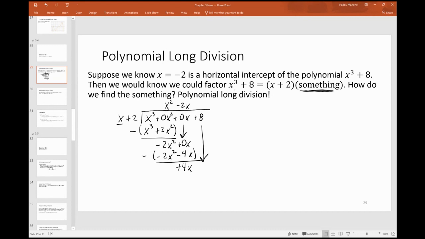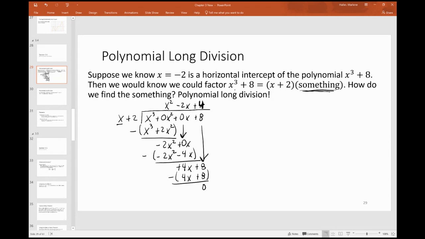Now divide again. X goes into 4x, x times, so let's say plus 4 up there. Silly me. There we go, plus 4. So 4 times x is 4x, and 4 times 2 is 8. Subtract that out, and we see that the remainder is 0. That, of course, is what's expected here, because we knew that x equals -2 is a horizontal intercept, or we thought it was.